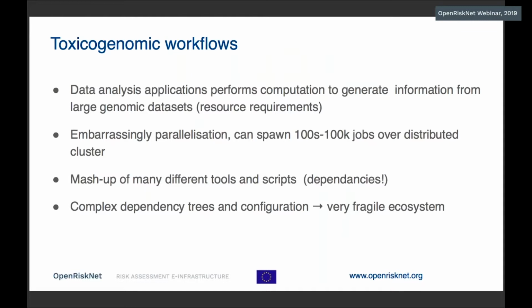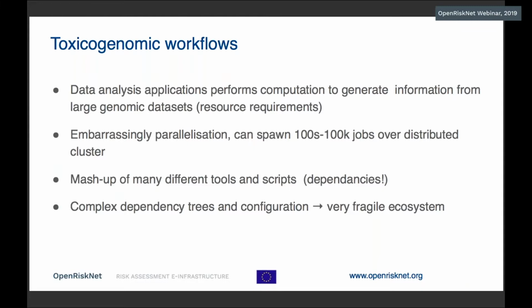So the toxicogenomics applications are really working on large data sets, as we saw before, so the input data is very large. And they have this concept of embarrassing parallelization. You can take each one of your samples, chop them up, and just run the same job in a distributed way. Sometimes you can do this with hundreds of thousands or even millions of jobs, and you're just limited by the number of CPUs you have.